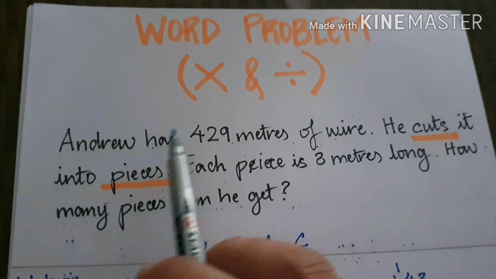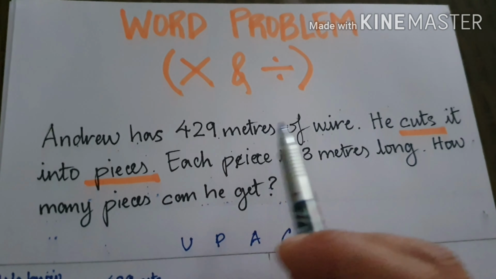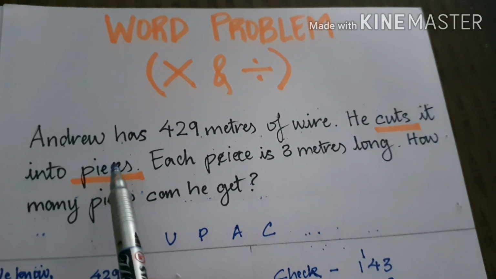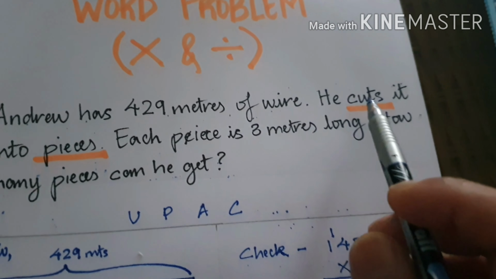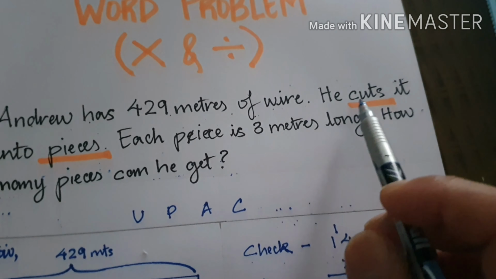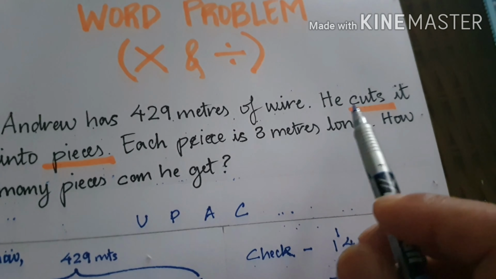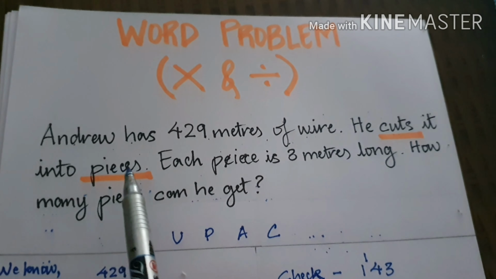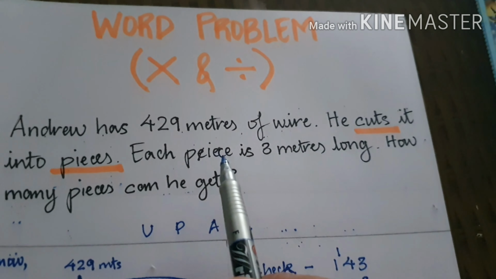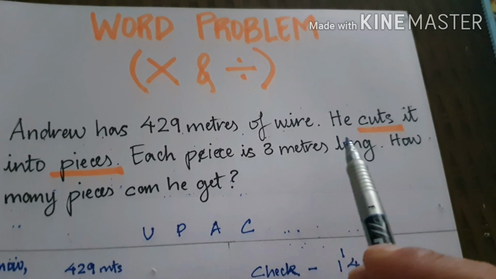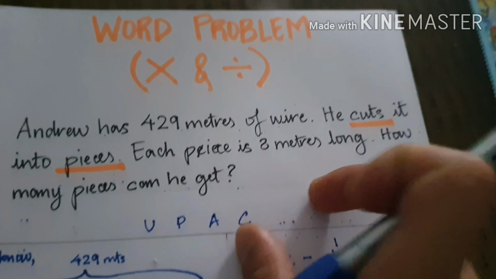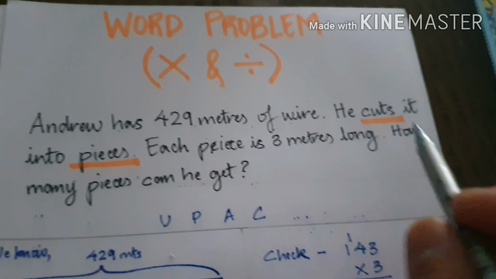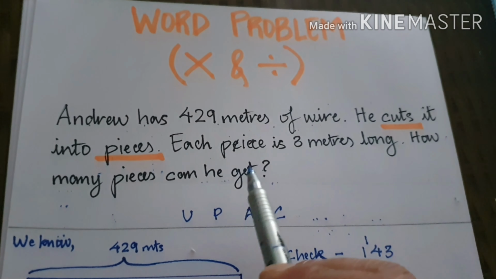Alright, Andrew has 429 meters of wire. He cuts it into pieces. That is our hint, our keyword, cuts, or to divide, or to share it into pieces. Each piece is 3 meters long, so the length of that broken piece is 3 meters. How many pieces can he get?